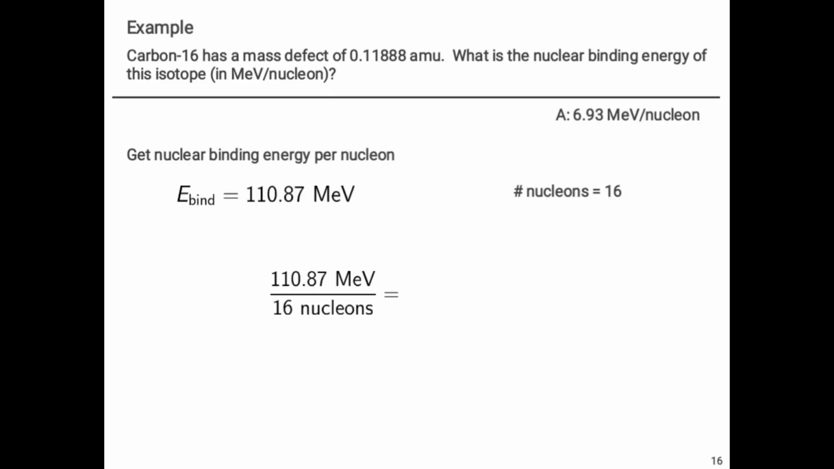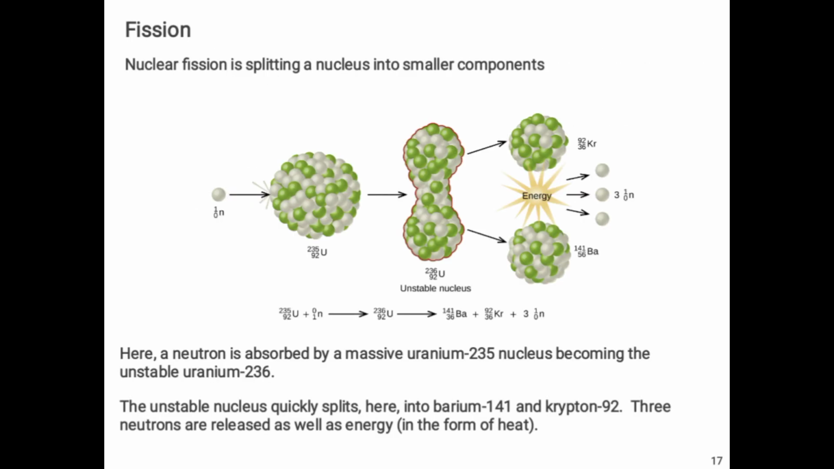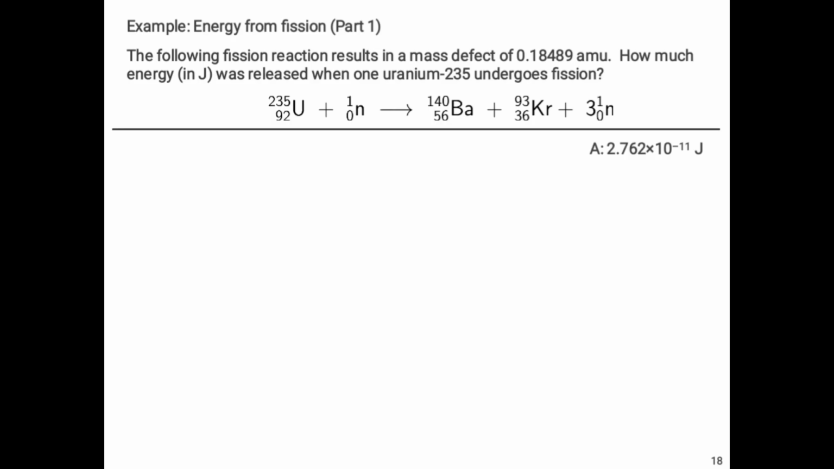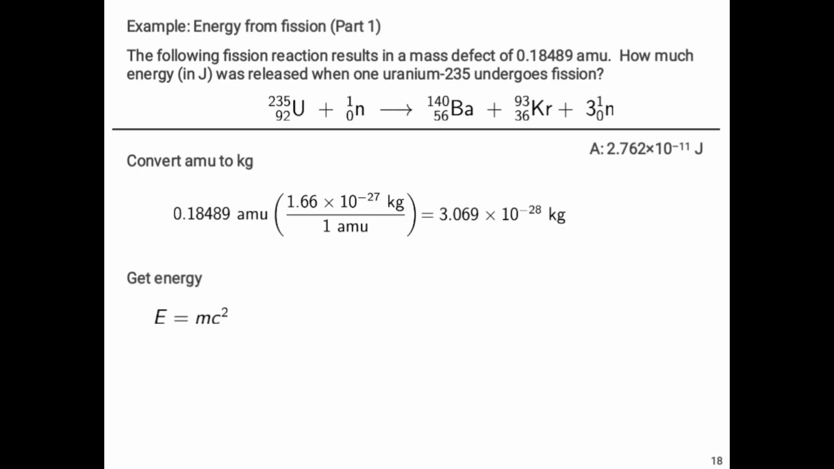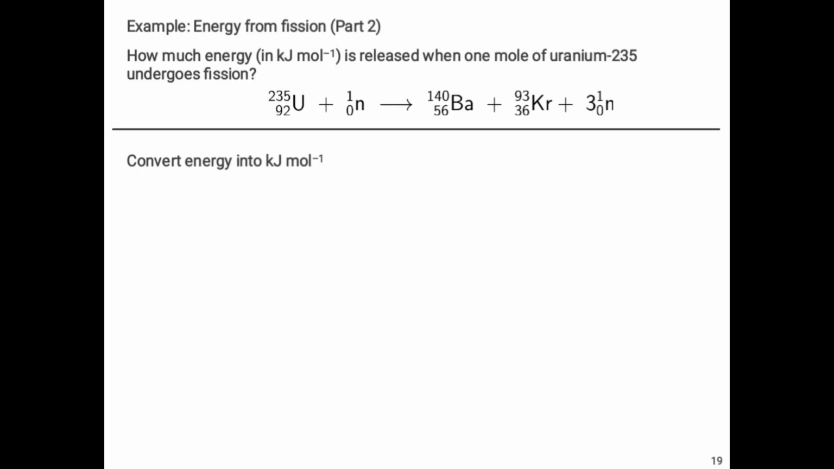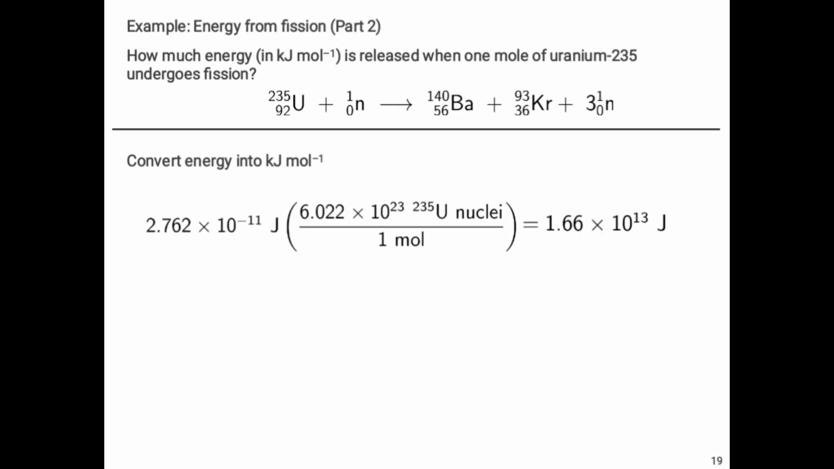Another example for these reactions, 6.93 MeV per nucleon. The fission. Nuclear fission is splitting a nucleus into smaller components. It will be nuclear fission. So nuclear uranium gives this split energy, a high energy. So for example, uranium, neutron, barium, and so on, to give the mc squared to give 2.762 into 10 power minus 11 joule. To another example, 1.66 into 10 power 10 kg per mole.